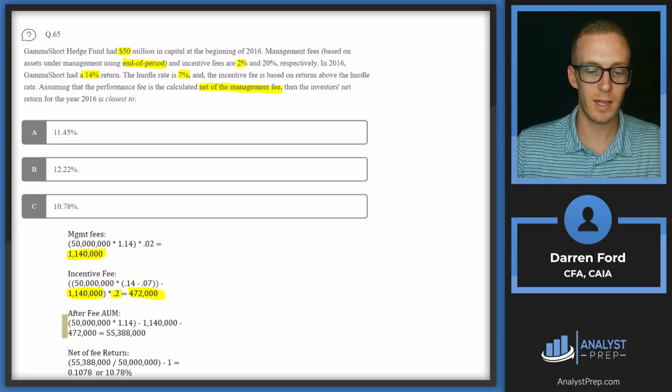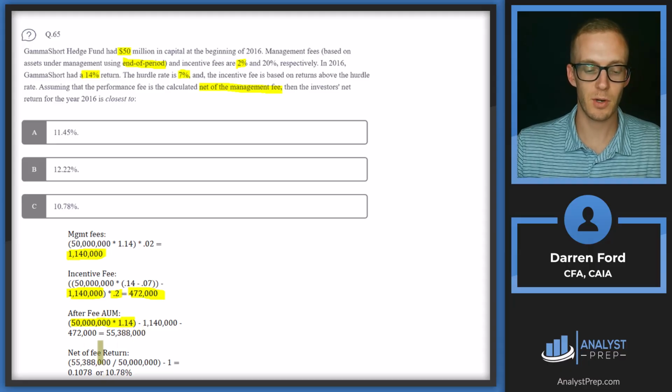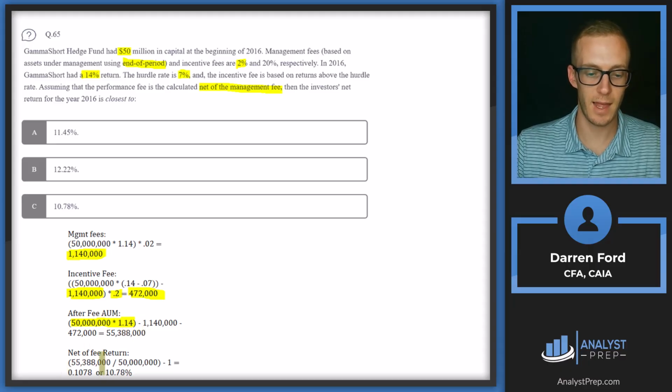So our after fee AUM is going to be the starting value multiplied by our return of 1.14 or 14%, and then subtracting out those fees. So we end up with about 55.38 million. So that net of fee return now is pretty straightforward. We take that ending value, after fee AUM is how I labeled it, divide by the beginning AUM, 50 million, and then subtract 1 gives us 10.78, which is going to be answer C.